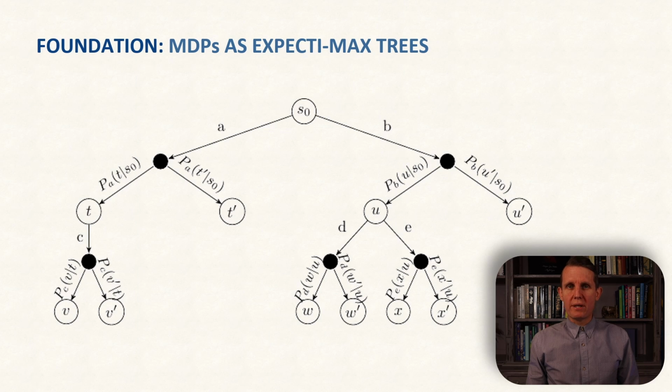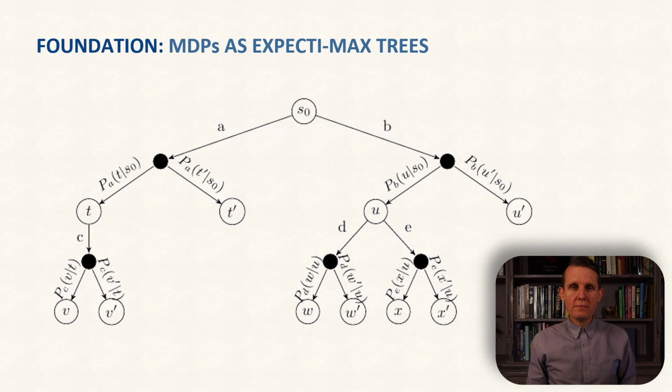One more piece of background before we get on to Monte Carlo Tree Search, and that's Expectimax trees. MDPs can be represented as Expectimax trees. An Expectimax tree looks like this. At the top we have our initial state, and from the initial state we have the actions that could be chosen from the initial state, in this case A and B. And then we have the probabilities of the different outcomes of choosing those actions. So in this case, action A can have two potential outcomes, T and T prime, with the respective probabilities here.